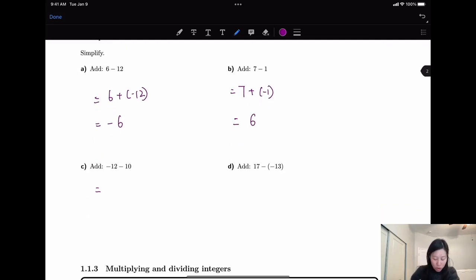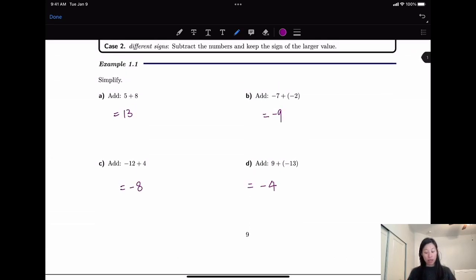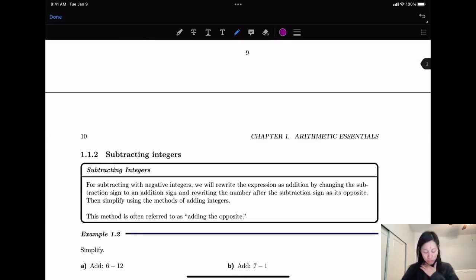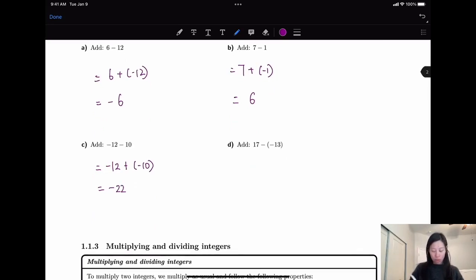In here, you can consider that as negative 12 plus negative 10. If they are the same sign, that means we're going to keep the negative sign, and then we just need to add these two numbers together, like what we did earlier for example B. So now we have 12 plus 10, which is 22.